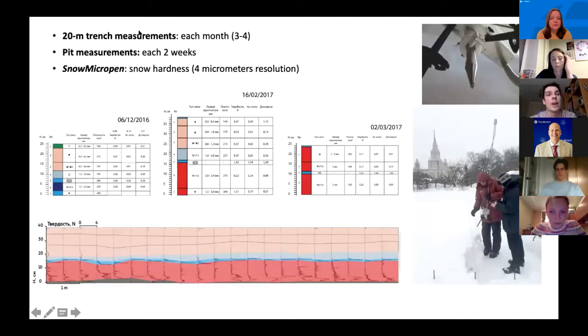So yeah, we have measured 20-meter trenches each month. So we made 3 to 4 measurements each winter. We also performed peat measurements approximately each 2 weeks. And each month, before making density measurements, we also measured the snow hardness.